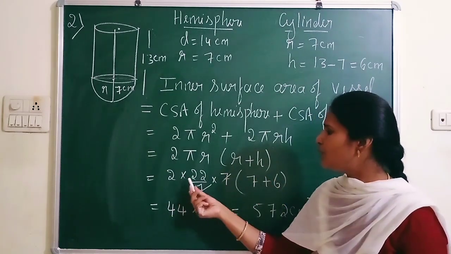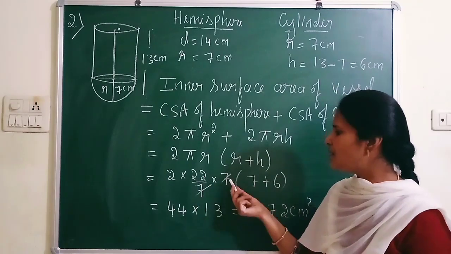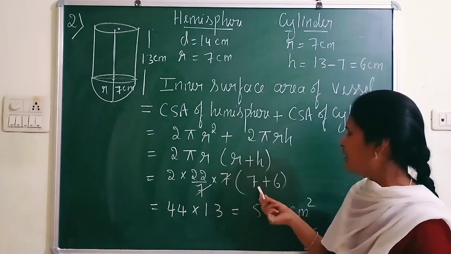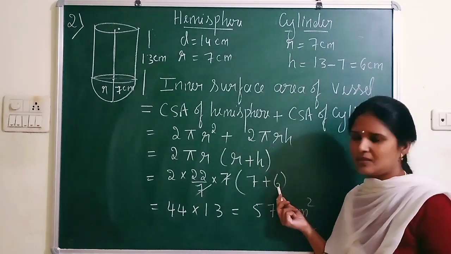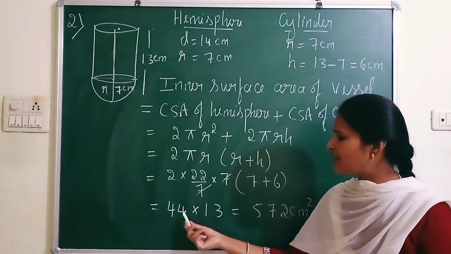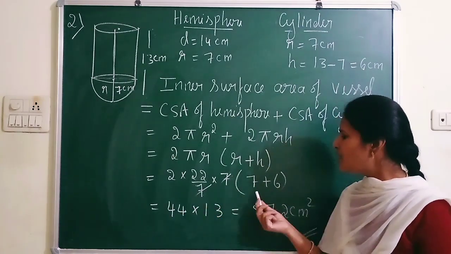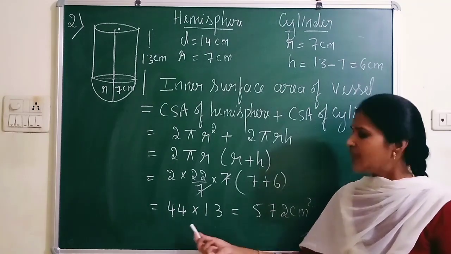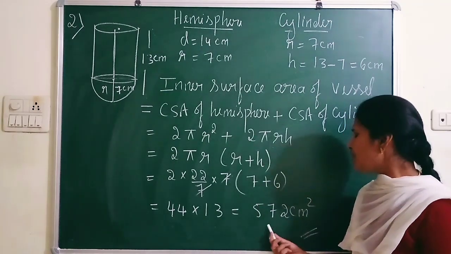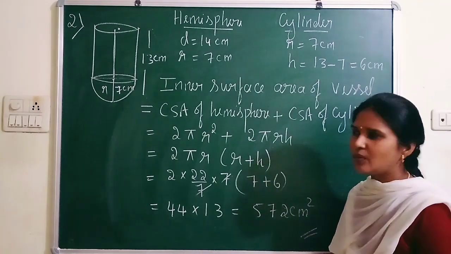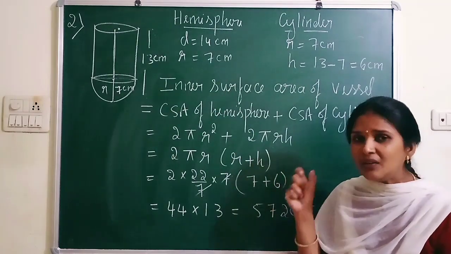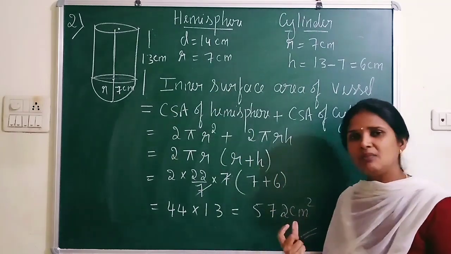Now substitute: 2 into pi is 22 by 7, radius is 7, and r is 7 plus h is 6. So 7 and 7 get cancelled, 22 into 2 is 44, 7 plus 6 is 13. So 44 into 13 is 572 centimeter square. The area of the complete vessel is 572 centimeter square.